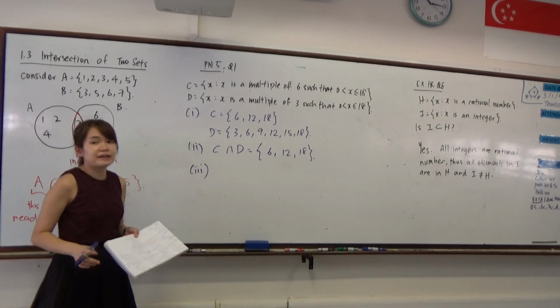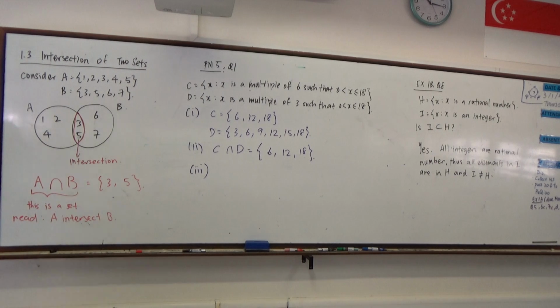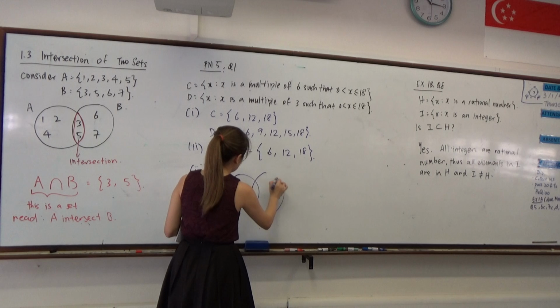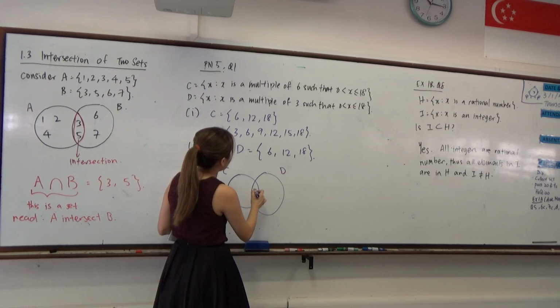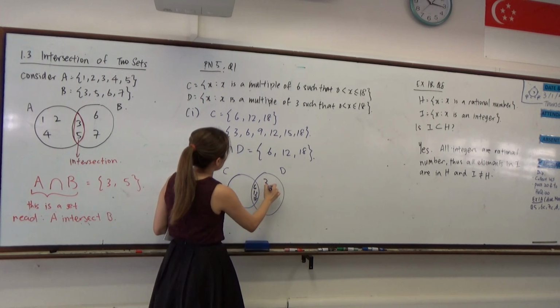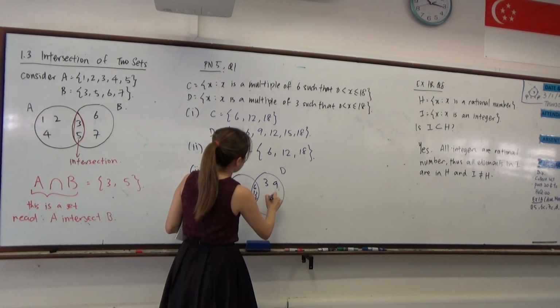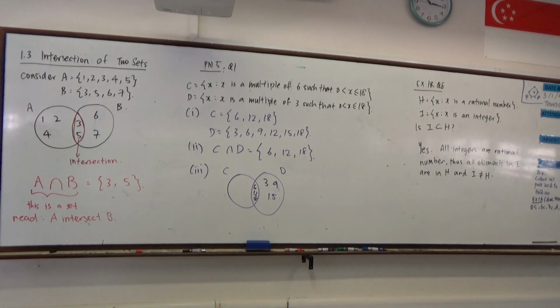Now how do we draw the Venn diagram? Do we draw in this manner? Should we draw C and D like that? Then C will have your 6, 12, and 18. And then this will have 3, 9, 15. Would this be the Venn diagram that you would draw?